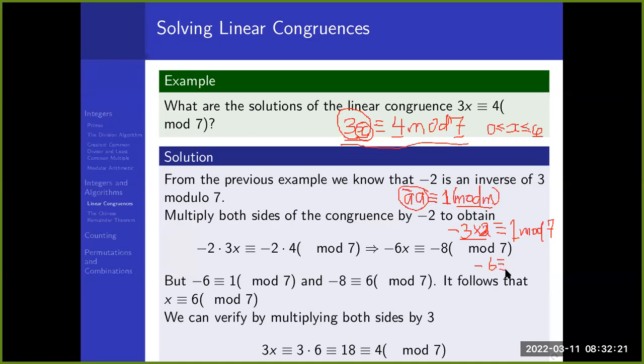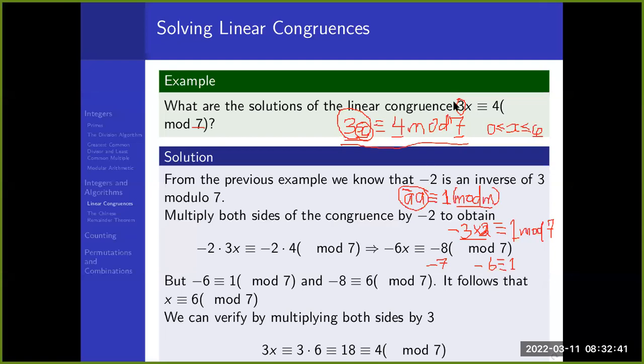So -6 is congruent to 1 mod 7. And you can see this clearly because if you subtract 1 from -6, you will get -7, which is divisible by 7. So now we know the inverse. We have the inverse of 3 modulo 7, right?